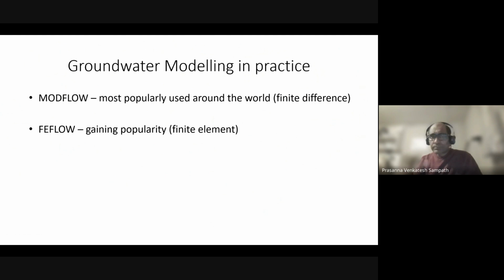Okay, and then something that's been used in recent times is FE flow. This FE stands for finite element. This approach is also gaining popularity, and there are lots of people who are using FE flow to solve a lot of groundwater problems around the world. But ModFlow continues to be probably the most commonly used. But FE flow is also becoming very common these days, and a lot of organizations use FE flow.